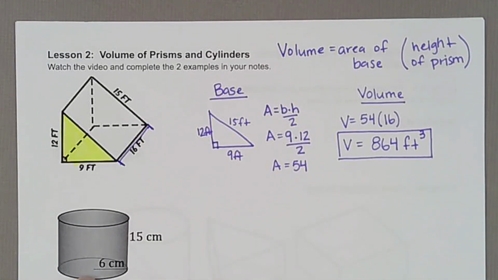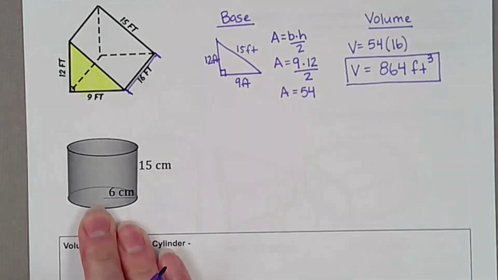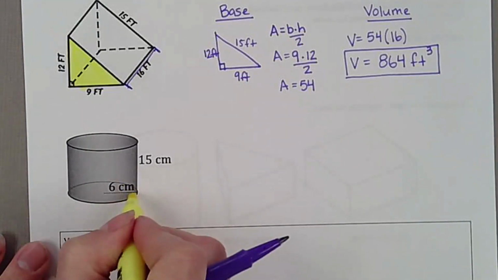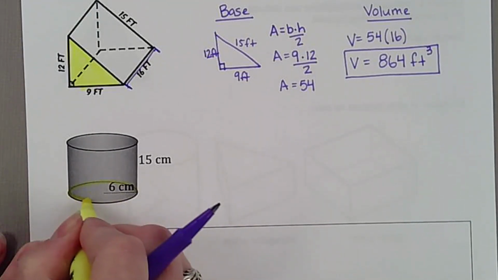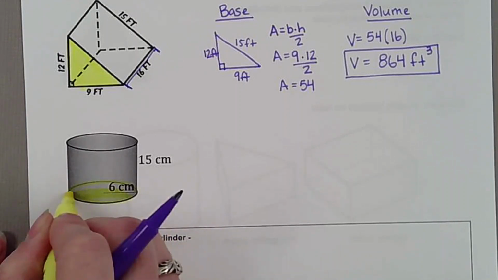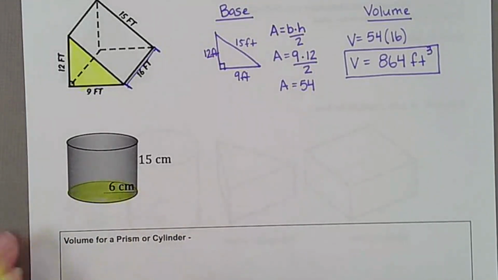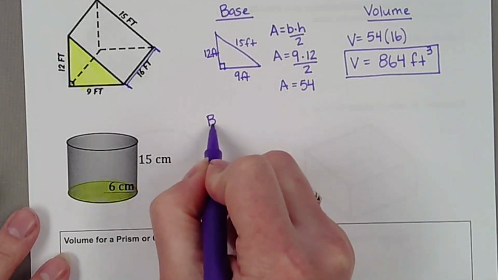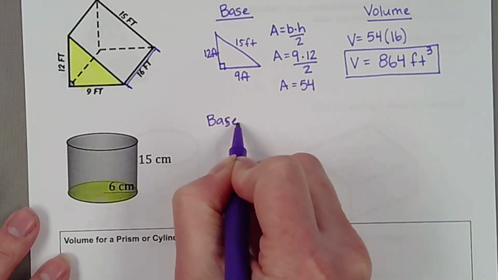This next shape is called a cylinder. Another thing you could say is a circular prism, because that kind of reminds you that the base is a circle. So I'm going to highlight my base. You don't have to do this step, but if it helps you out, you should go for it. And then I know that my first part is I have to find the area of the base.